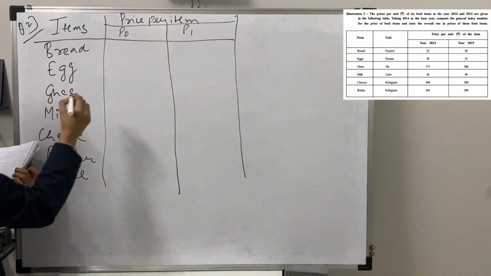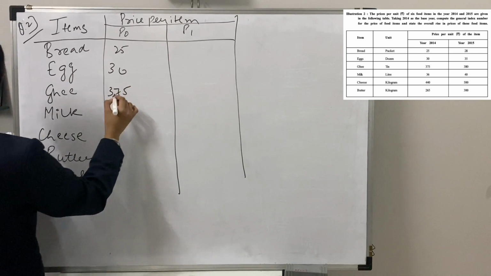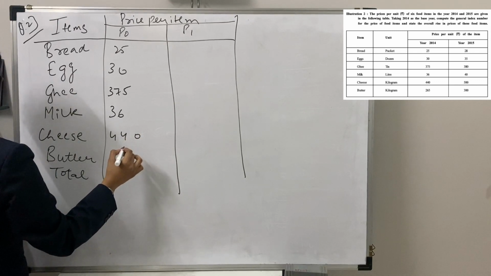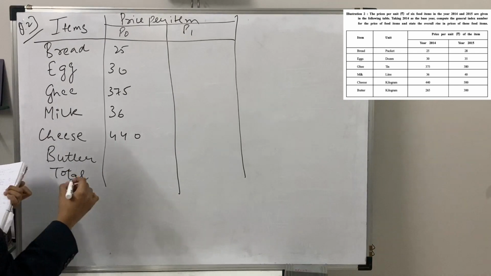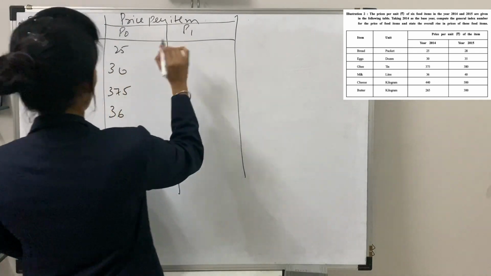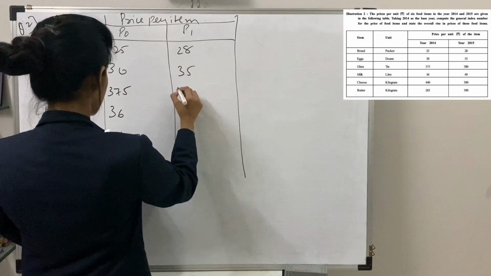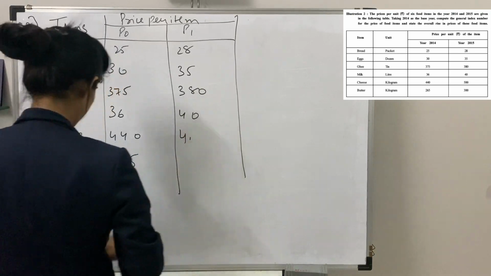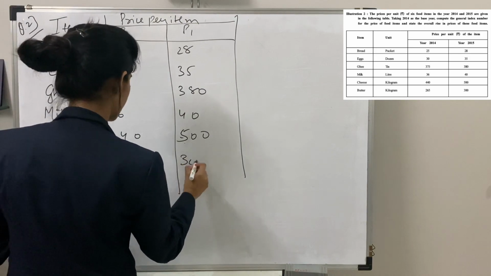Now moving on to the prices: 25, 30, 375, 36, 440, and 265. Next thing we are given in the question is the current year price: 28, next is your 35, next is your 380, next is your 40, next one is your 500, and the next thing is your 300.